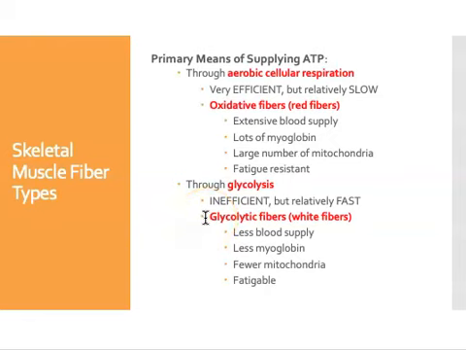Remember, glycolysis, the process where glucose is broken down into pyruvate. Glycolysis is a process that does not require oxygen. So these fibers need less blood. They don't have to store all that oxygen, so they don't need as much myoglobin. That's why they look whiter or paler. They have fewer mitochondria. They don't need to do the whole process of cellular respiration and oxidative phosphorylation, but they fatigue a little faster. So two very different ways of getting their ATP for muscle contraction.